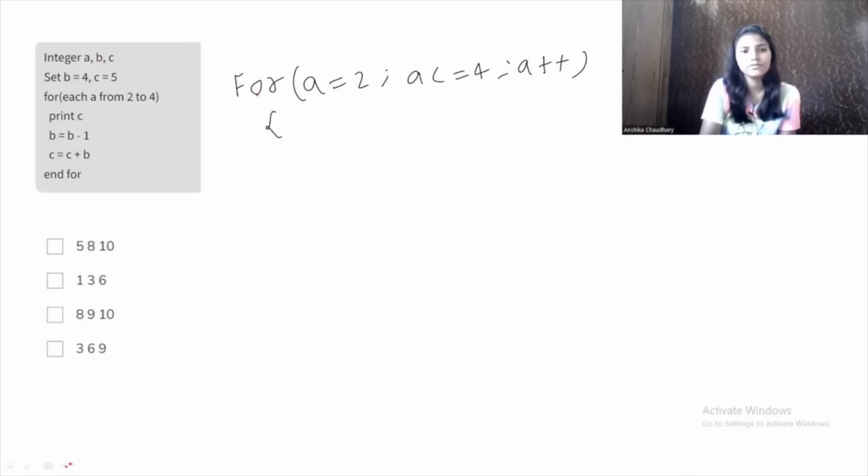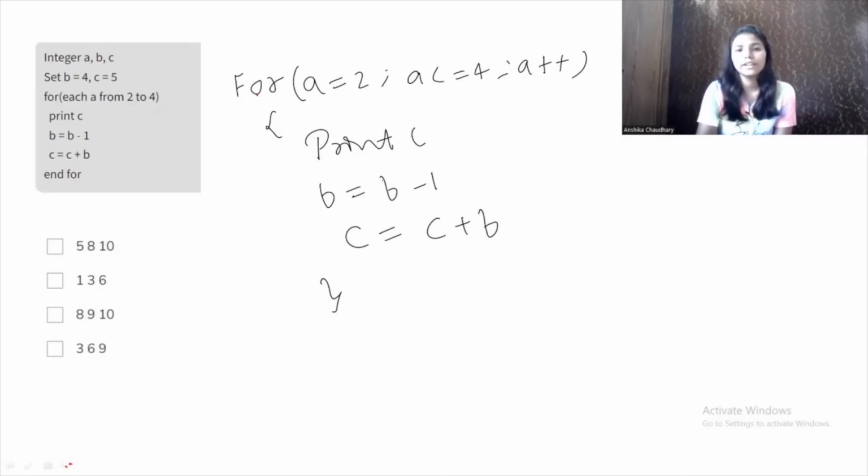Now what we have to do is, first of all, print C. Then B assign B minus 1 and C assign C plus B, and here is the end of the loop, right? So at the very first iteration, first of all A is assigned 2, and here we will check the condition whether A is less than or equal to 4 or not. So 2 is less than or equal to 4, so the condition is true and the control will come into the for loop. Now the very first thing is print C.